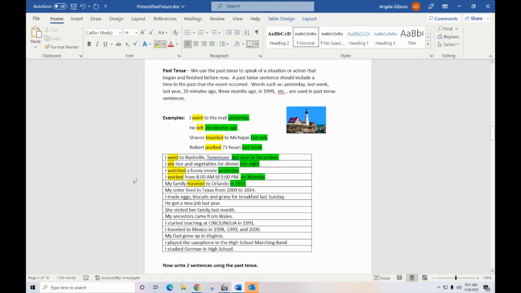Okay, my sister lived in Texas from 2009 to 2014. So the past tense verb is lived, and our time is from 2009 to 2014. So we're using past tense because this is finished. She went to Texas in 2009 and she lived there until 2014, but then she left Texas. She doesn't live there anymore. So this is a finished action.